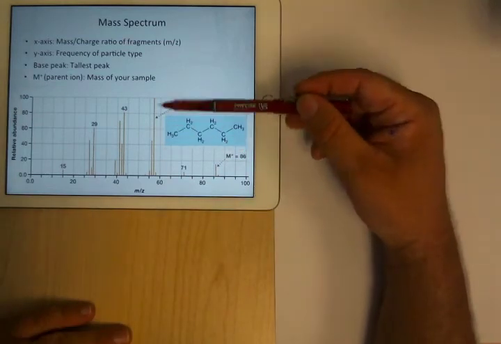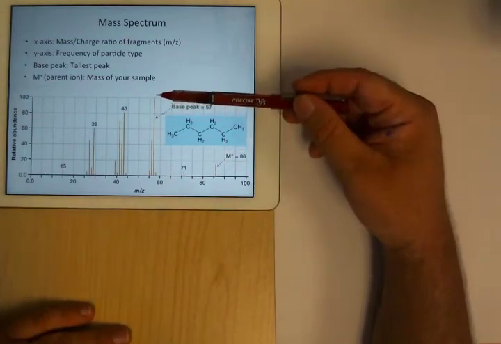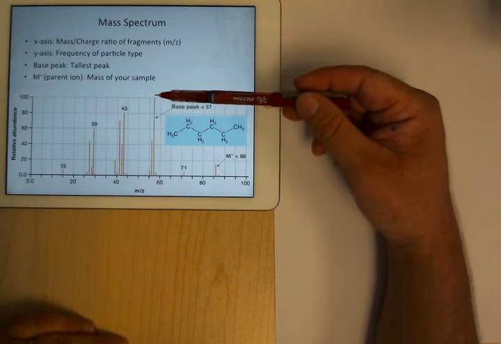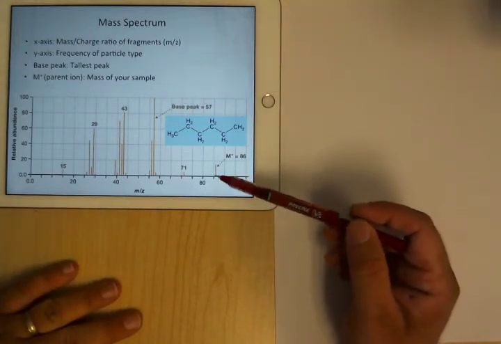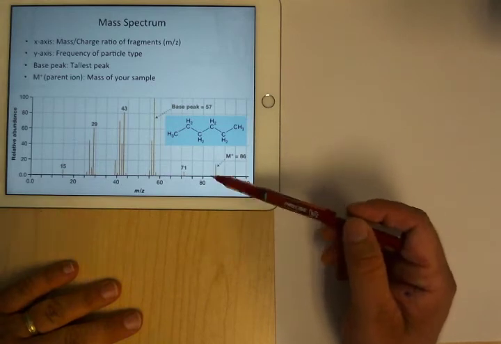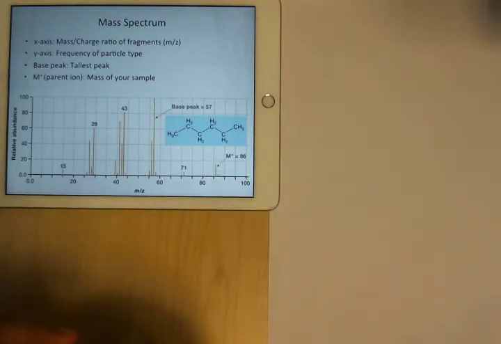Now the tallest peak, where we set it at 100, that's the base peak. It doesn't really do a whole lot, so you need to know about it, but the important one is the heaviest peak out here. That's what's called the parent ion. So that's going to be the mass of your sample out here.